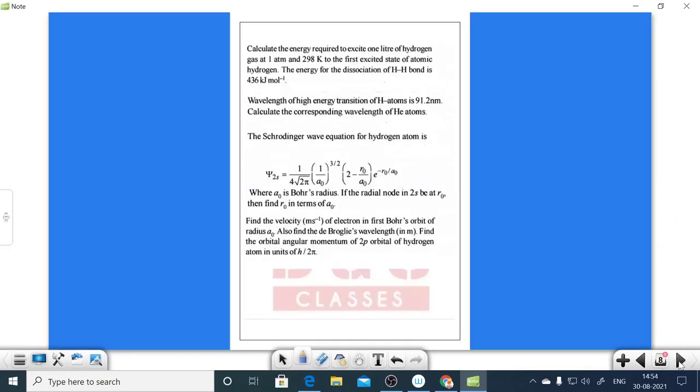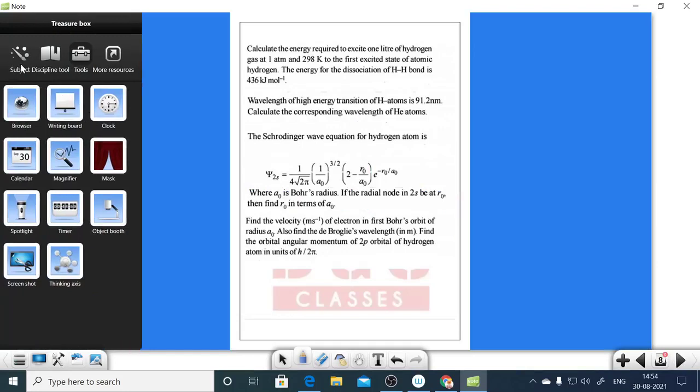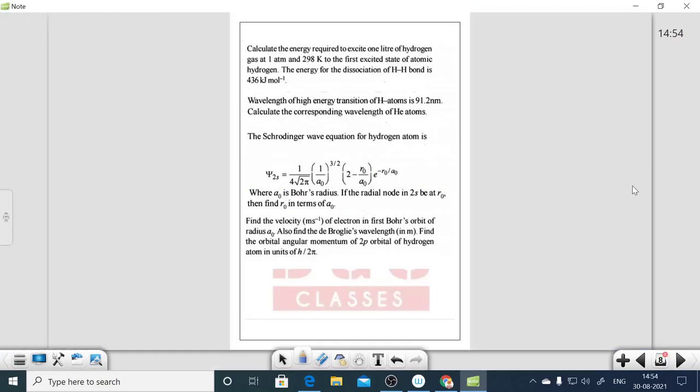Now calculate the energy required to excite 1 liter of hydrogen gas at 1 atm. Again it is pretty easy, similar to the problem we already discussed. We have to find out 1 liter of H2 gas at 1 atm, so you can find the number of moles, and then the energy of the H-H bond is given per mole. You can easily find out how many moles are in this.